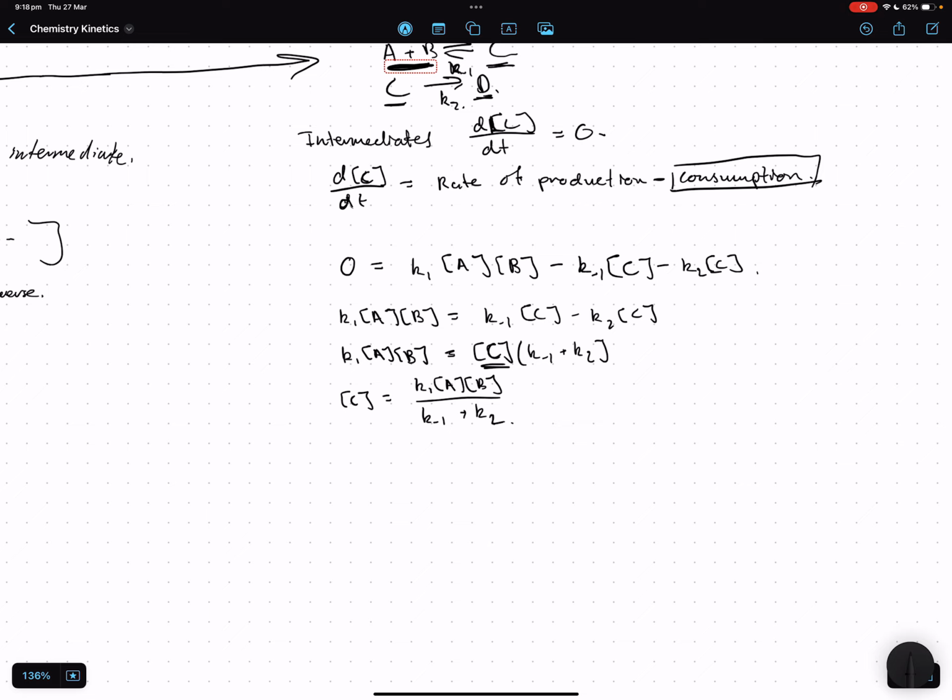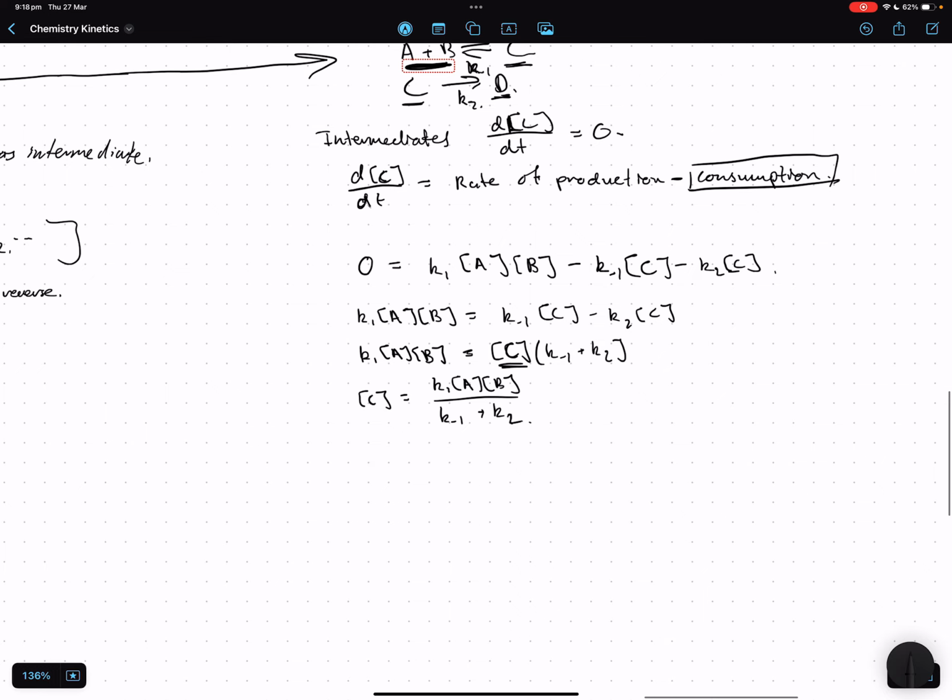Now there's also one more thing. This last step is we're going to work out the rate of change of D. So d[D]/dt is equal to k2 multiplied by [C]. So we work out that rate, and that's the overall rate of the equation as well.